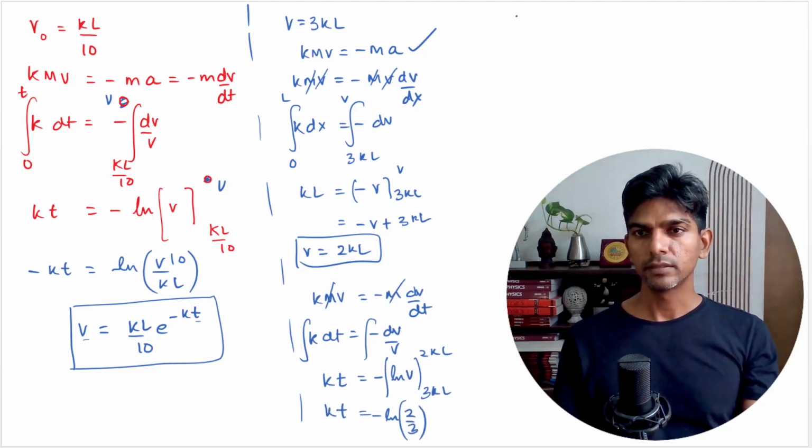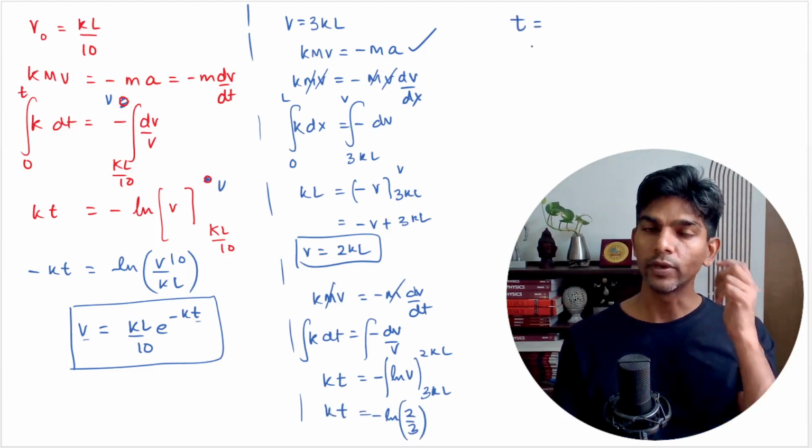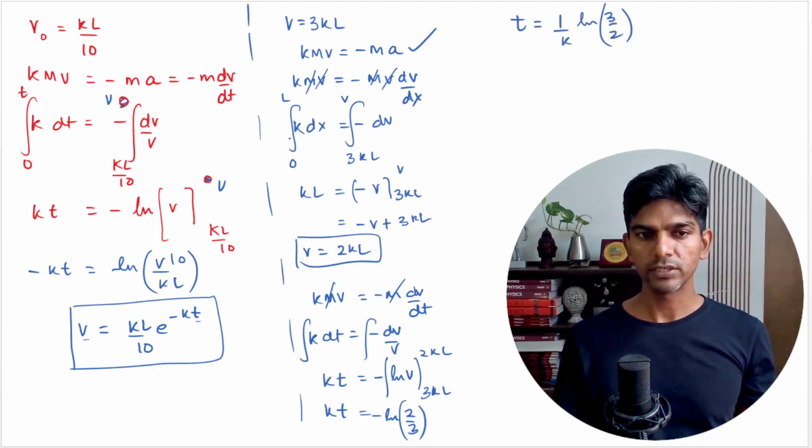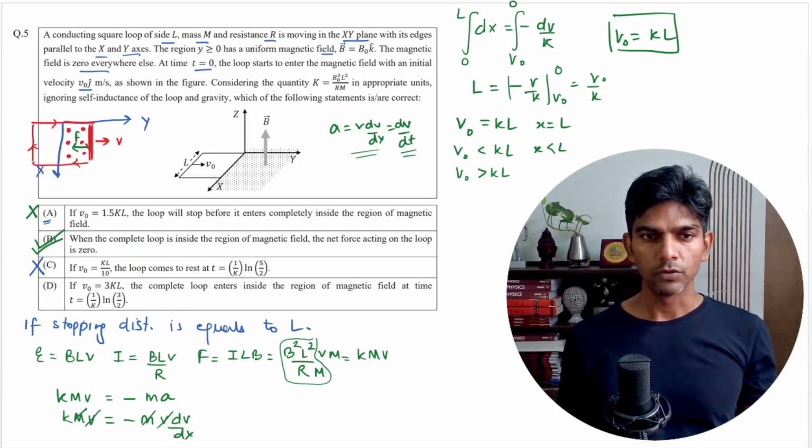So we can say the time taken by the loop to enter completely in the magnetic field will be 1 by k times ln 3 by 2. Let us check the option. Yes, so option D is the right answer. So for this question, B and D is the right answer.